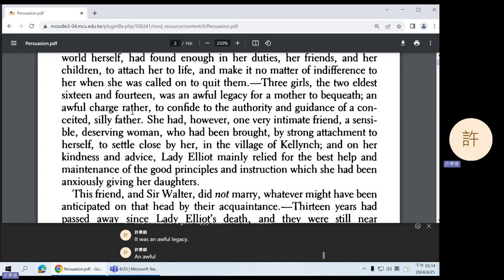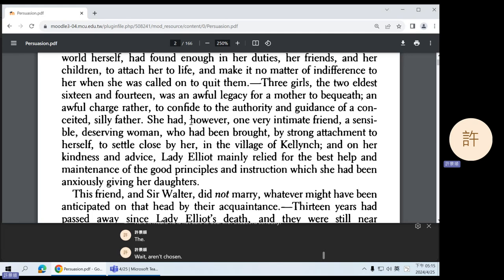An awful charge, rather, to confide to the authority and guidance of a conceited, silly father. Rather means, in other words, it was an awful responsibility. A charge is a responsibility to confide to or entrust to, 托付给, the authority and guidance of a conceited, which means vain, self-important, silly, so not serious, father, Sir Walter. Today, when we use the word silly, we talk about children, right? Oh, they're playing, they're so silly. Here it means he is not able to deal with situations seriously. 不会待人处事.